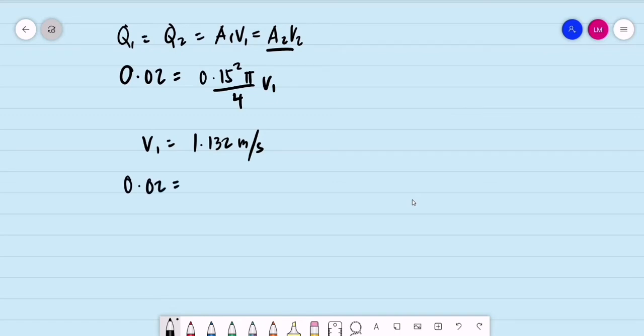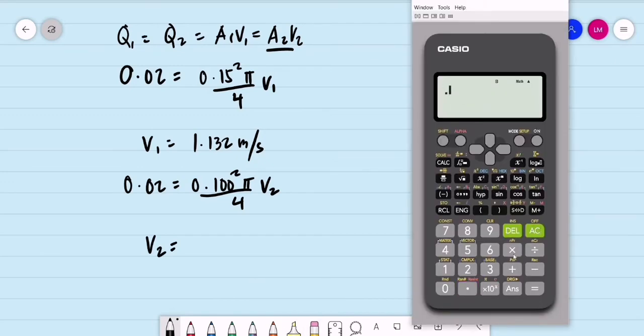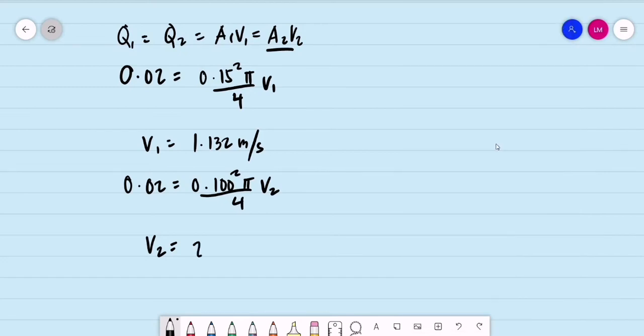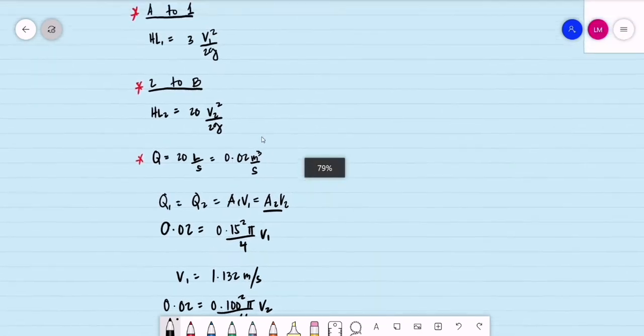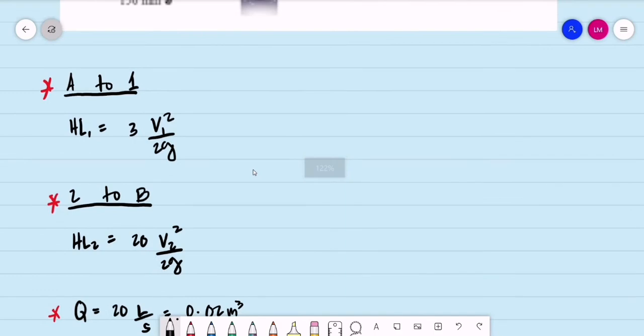Yung diameter ng second pipe is 100 mm or 0.100 squared pi divided by 4. This is multiplied by velocity number 2. So kunin natin yung velocity of flow dun sa second pipe. So that's the same as 0.02 divided by 0.1 squared pi, divided by 4. So we have the velocity of flow dun sa second pipe is, sabihin na lang natin, 2.546 meters per second. So kunin natin yung mga velocities, yung mga head losses based dun sa sinabi niya sa problem.